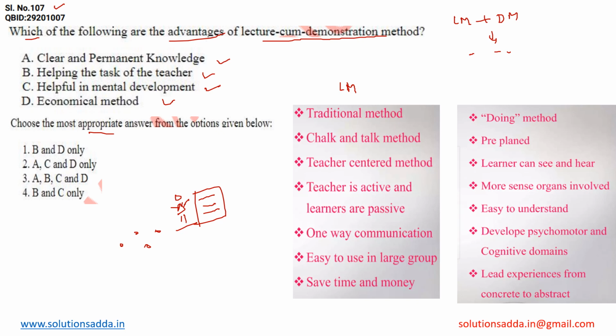So the lecture method, also called the chalk and talk method, has the teacher as the only central part of the teaching-learning process, because the teacher is the only one actively participating. The teacher is active and learners are passive, because learners are only listening to whatever the teacher says, and writing in their notebook. So it is only one-way communication, which is very easy to use in a large group. It saves time and money, because a large number of students can be taught at the same time. The teacher is just writing on the board and explaining the facts.